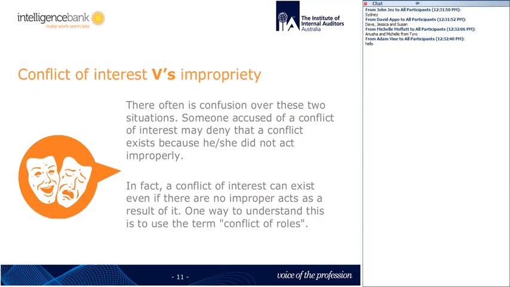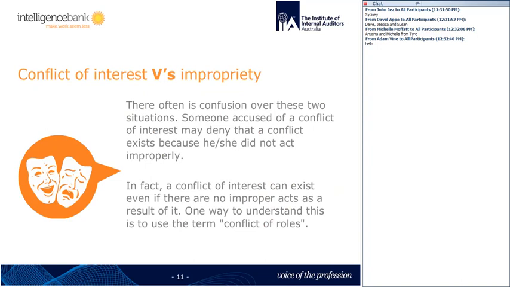So I guess the difference between a conflict of interest and something that's improper is that there's confusion over that. Somebody accused of a conflict of interest may deny that a conflict exists because he or she didn't act improperly. And that's something we see a lot within organizations, where there's pushback and people will say, well, I wouldn't ever do anything wrong, so therefore it's okay if my brother is our accountant and I'm on the board of this company. So there are things like that that come up every day.